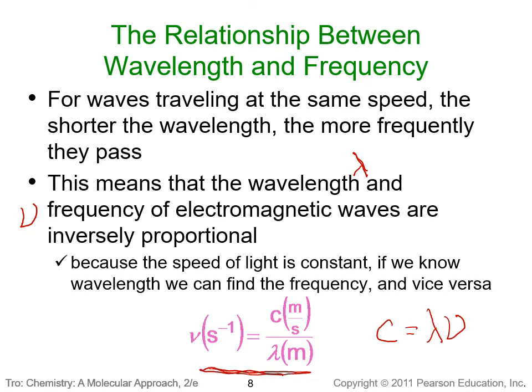If we have the speed of light, the units of speed of light are meters per second. The wavelength needs to be in meters, and the frequency is going to be 1 over seconds. It might be labeled as hertz, so just recognize that hertz means 1 over seconds.